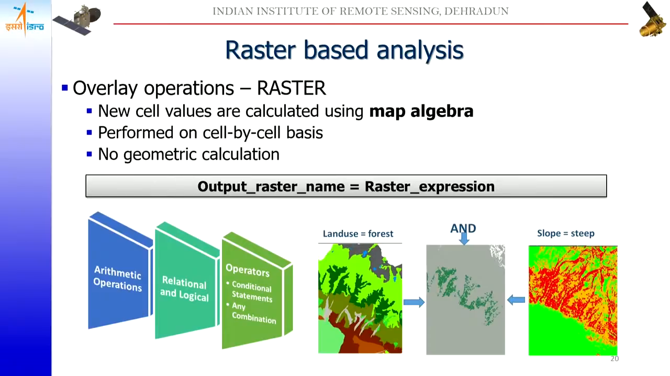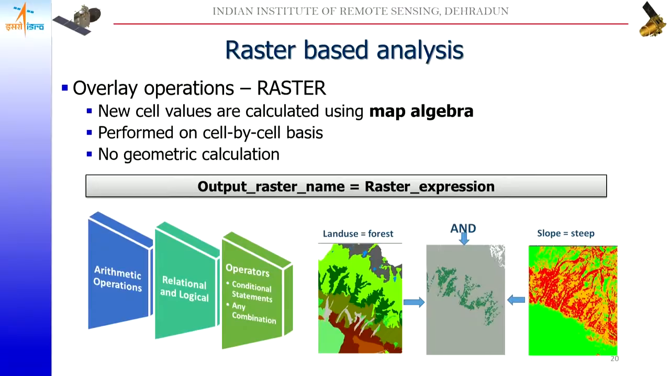So having talked about the vector-based operations, wherein we talked about the overlay operations, the principle of overlay operation, and various kinds of overlay operations like intersect, point in polygon, line in polygon, union, clip, erase, and so on, and then symmetric difference, dissolve. Now let's get into the raster-based analysis.